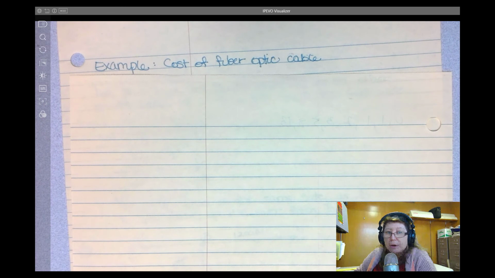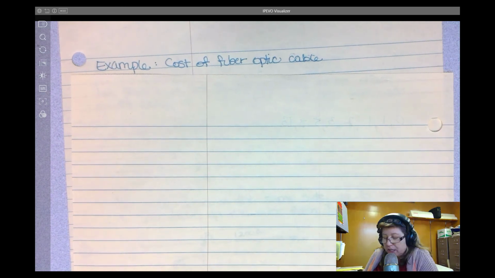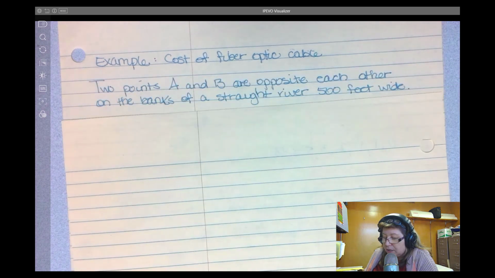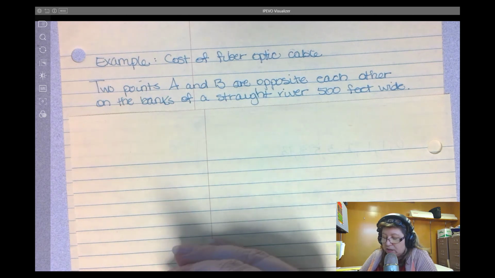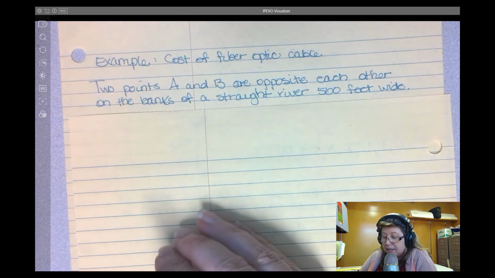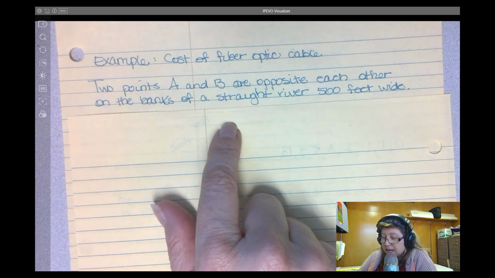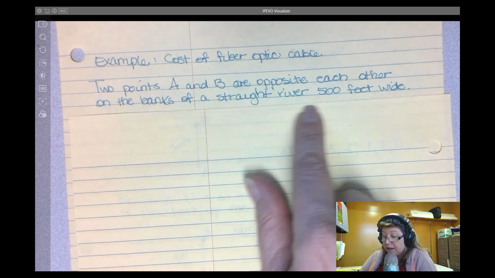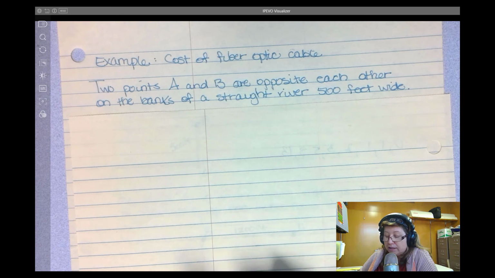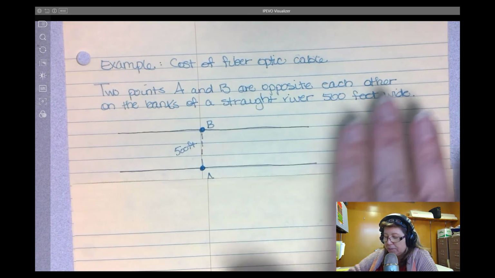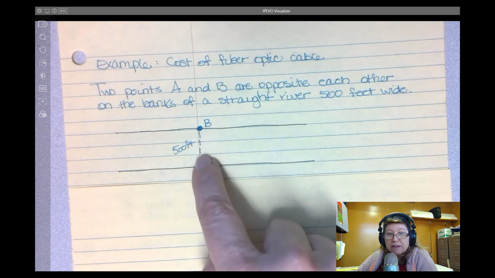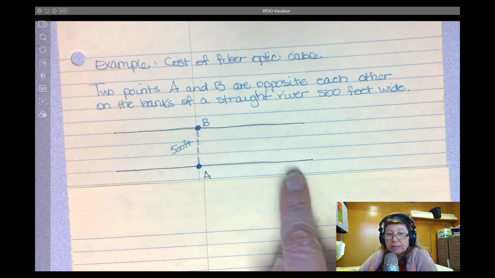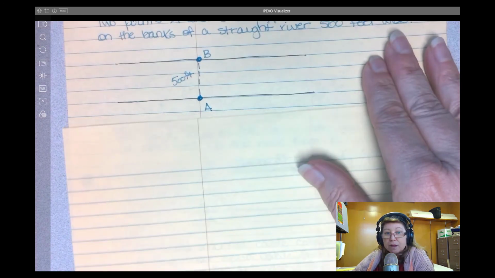All right, let's hit up our last example in this section, cost of fiber optic cable. Now this company wants to connect 2 points on opposite sides, let's start with deciphering this problem. There are 2 points, A and B, on opposite sides of the bank of a straight river that's 500 feet wide. So I'm just going to draw myself a little picture here. A and B are directly opposite of one another, and there's a gap of 500 feet. The river is straight.